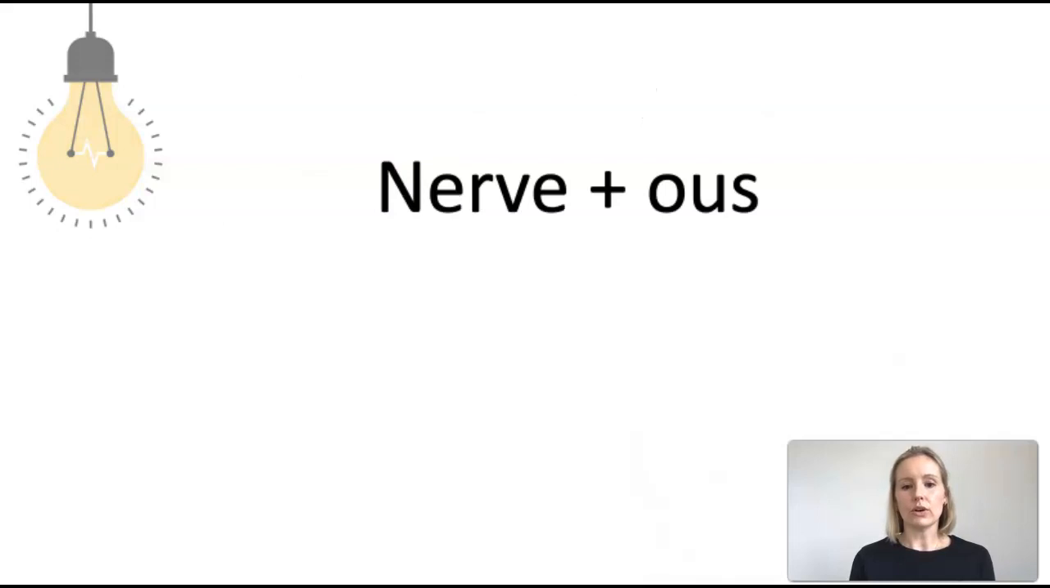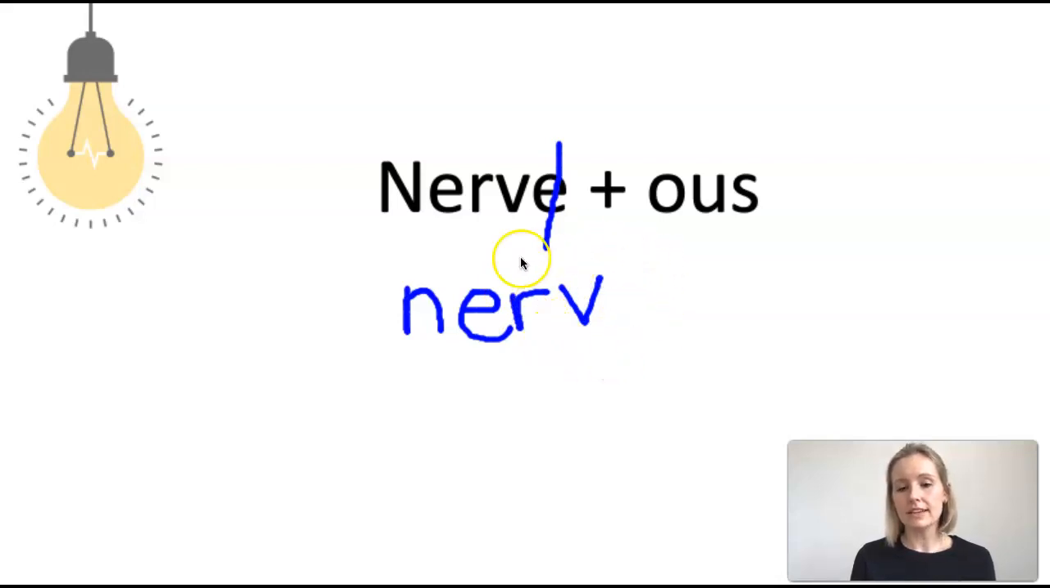Now, if we have a word like nerve, and we've got this E on the end, what do we do? We just get rid of it. So we just cross it off and it turns into nervous. The way to look at something like this is give them the word nervous, take off the OUS and look at what's left. We know that we don't have a V at the end as a single V, so we would never write the word nerv like that. So if there's a V left on its own, we have to put that E in.